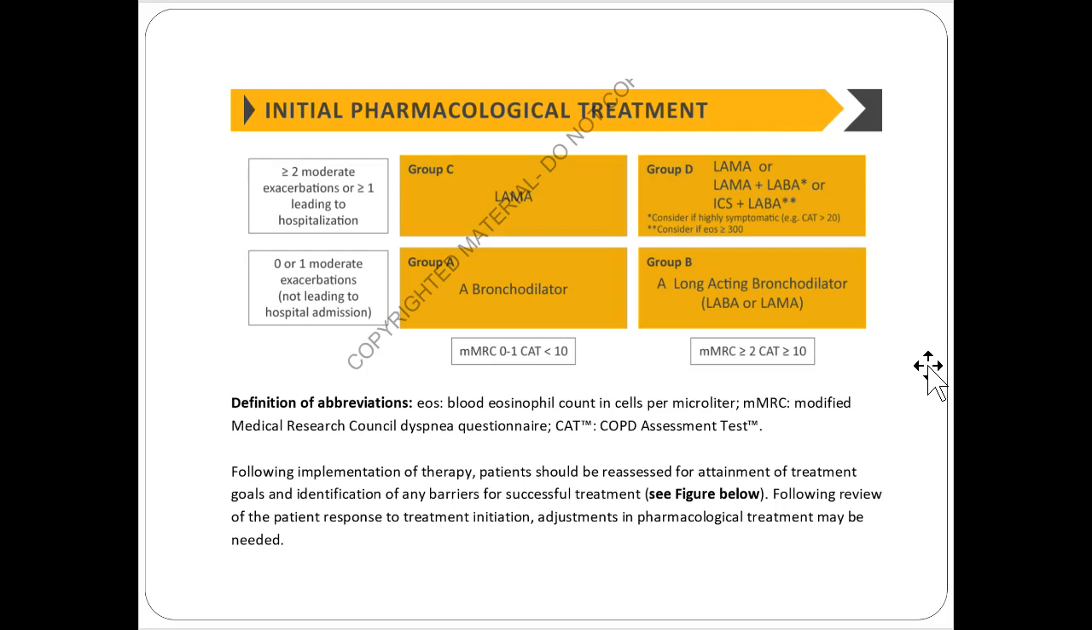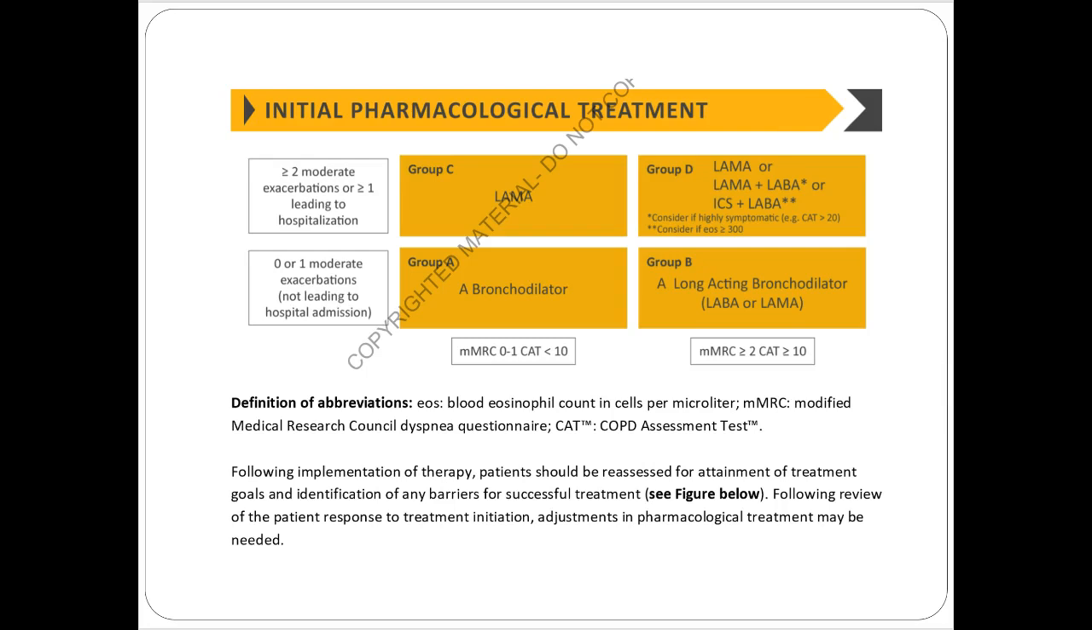So the best case scenario is your group A, and that's just a single bronchodilator. Now, what that bronchodilator is, they don't really say. It could be long-acting, it could be short-acting. Historically, people in group A have just been prescribed an as-needed albuterol inhaler, and that's it. That's what they really mean by a bronchodilator in group A.